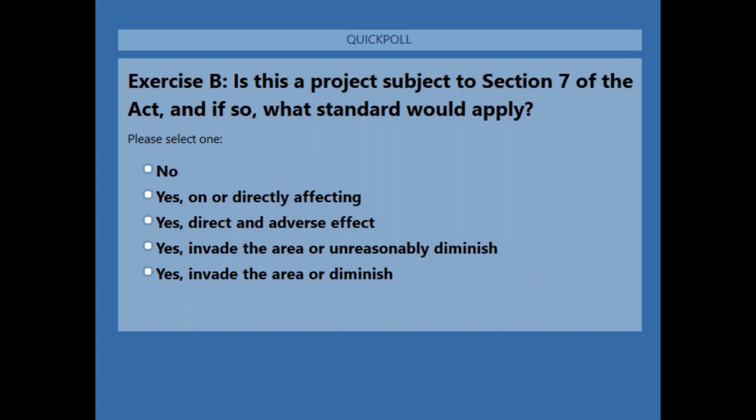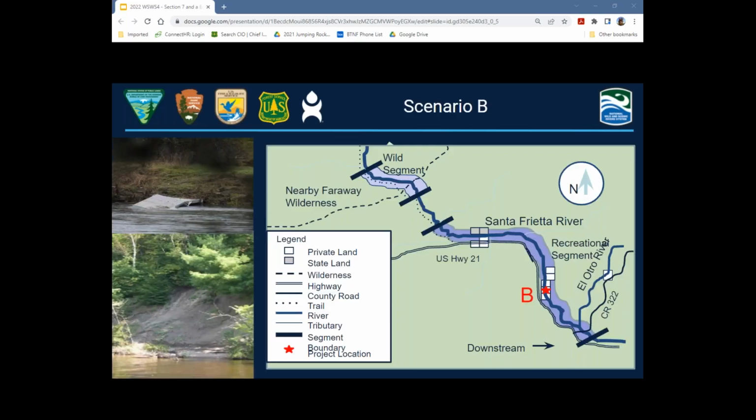Lock in those answers. And ready to move along? Everyone got it figured out? Here we go. About 4 more seconds here. Okay. All right.